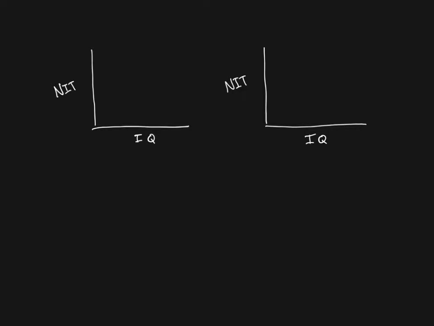So I want to talk a little more about correlations and some different possibilities that you'll see with correlations. I'm going to continue with our silly example of the new intelligence test, or NIT. There are two possibilities here. One is that the same people who get high IQ scores get high scores on the NIT. So a high score on IQ means a high score on NIT, and a low score on IQ means a low score on NIT.